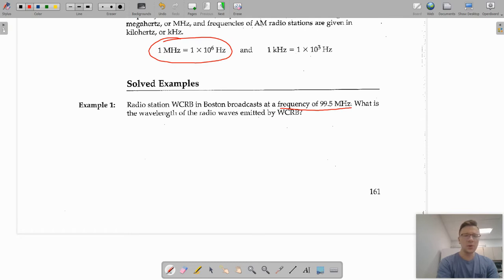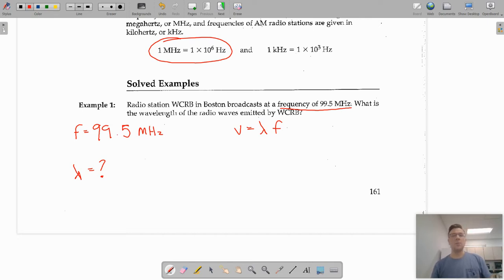Let's go ahead and write down what we've been given. It gave us the frequency, which is 99.5 megahertz. We're going to need to convert that to just plain hertz. It wants to know the wavelength, but it doesn't tell us anything else. Based on our equation, wave speed is equal to wavelength times frequency, and we're missing the wave speed. Well, radio waves are an electromagnetic wave, on the same spectrum as light, so they travel at the speed of light. So the speed here is 3 times 10 to the 8 meters per second.